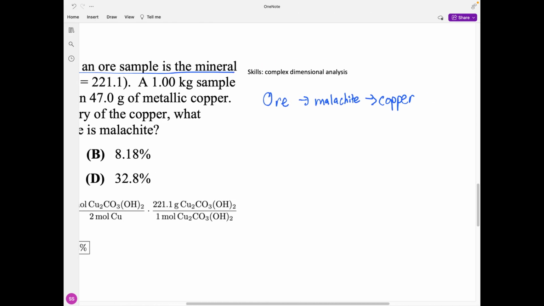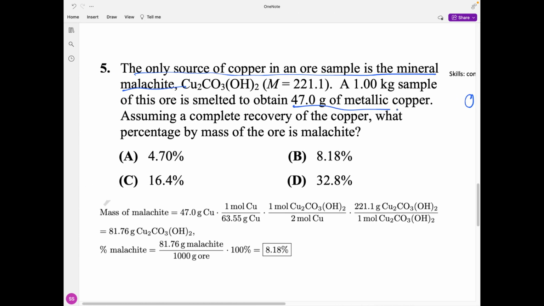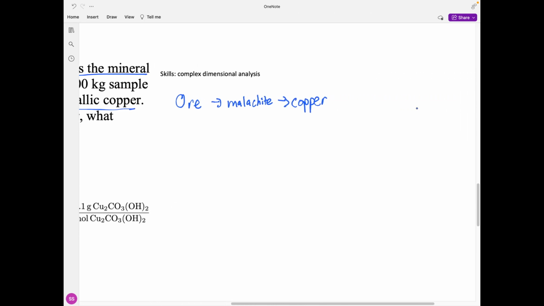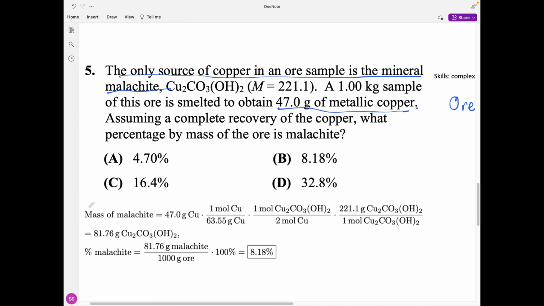So essentially, to figure out this problem, we know that we have the grams of copper here, right? And what we want to do is figure out the percentage by mass of which the ore is malachite.